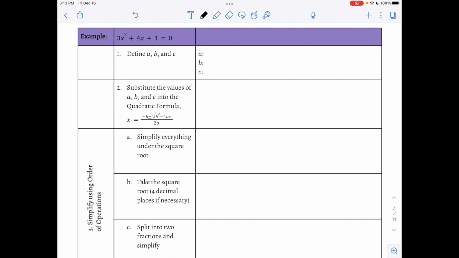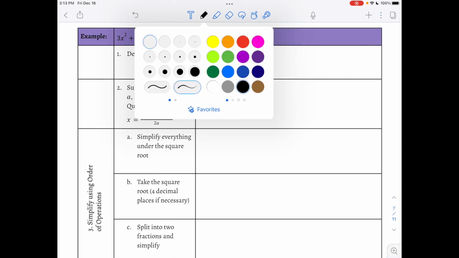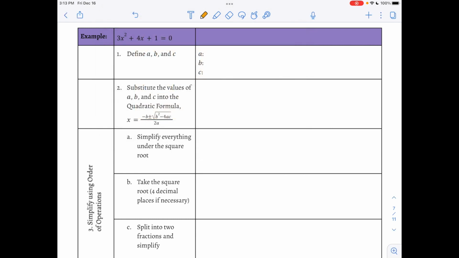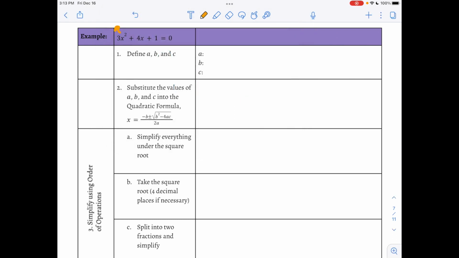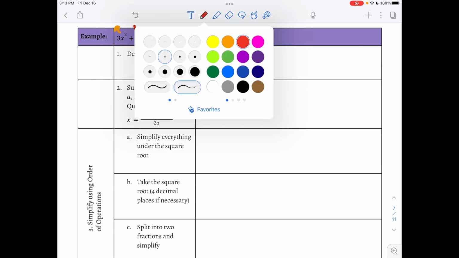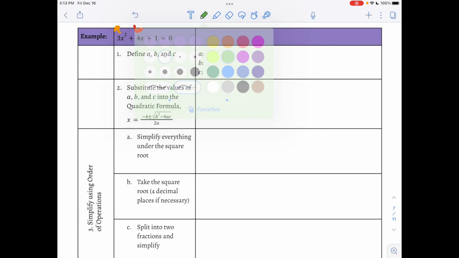First thing, we need to define a, b, and c. So c is 1, b is 4, a is 3. Now we're going to substitute those into the quadratic formula.